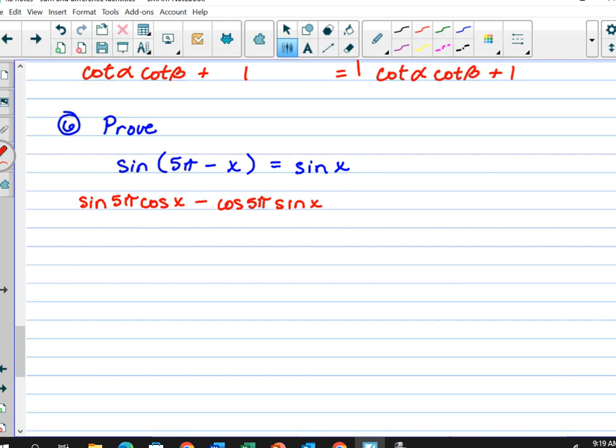All right, guys. Step one is you expand with your formula here. So it's going to be sine of 5 pi cosine of x minus cosine of 5 pi sine of x. Everybody okay with that? All right. What is the sine of 5 pi? 0. Okay, so I've got 0 times cosine, that's gone. Minus, what is the cosine of 5 pi? -1. So 0 times cosine is gone, and minus -1 is, yeah, so this is just sine.